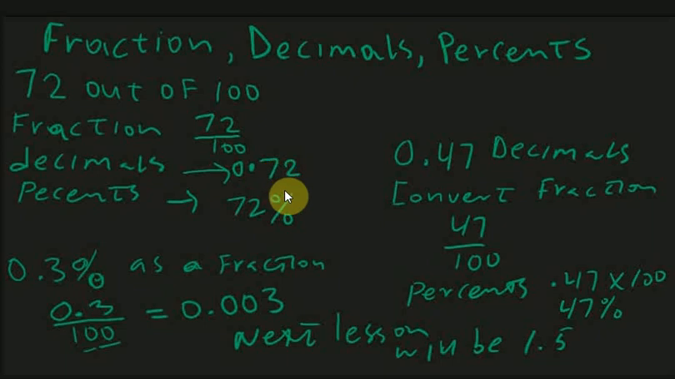What about percentage? Percentage is just the sample right there. This is the percentage. Or you can multiply 100 here: 0.72 times 100. And then you get the percentage. So this is the fraction, this is the decimal, and this is the percentage.